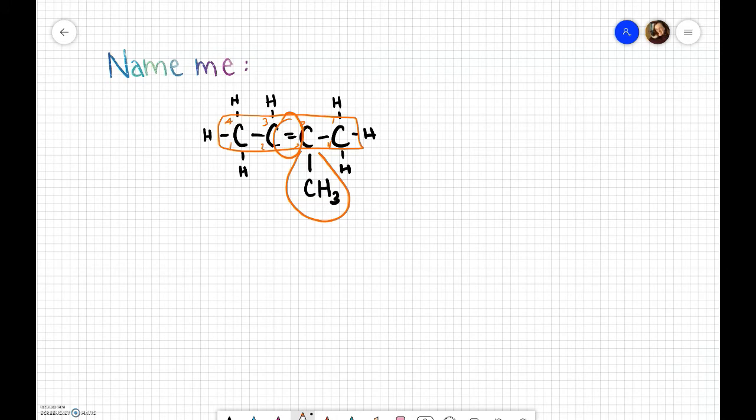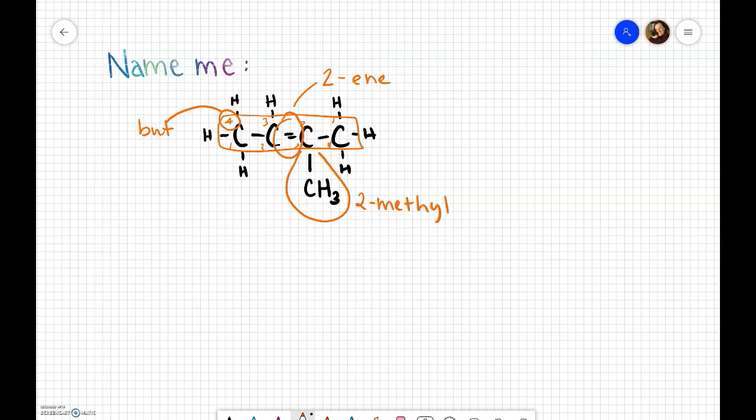The CH3 is called methyl, and I have to identify which carbon it's on. It is on the second carbon. And then my alkene has a suffix of ene. And again, I need to identify what carbon that would be on, because it could either be on the first or the second. So it's going to be a 2-ene. And then I need to identify what the prefix is for 4, and that's but.